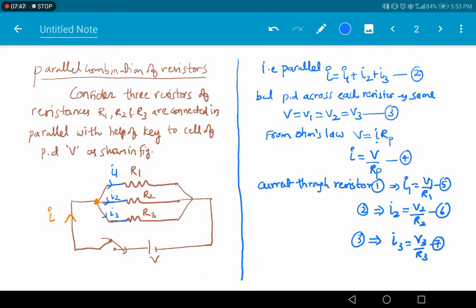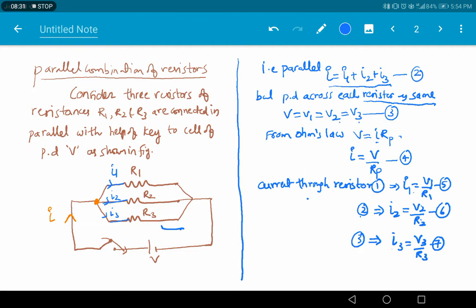Once again we will go through this. We are connecting three resistors of resistance R1, R2, R3 in parallel as shown in the figure. In parallel the current will be divided as I1 plus I2 plus I3. If a fourth resistor is there, we add I4. The potential difference across each resistor in parallel combination remains the same, that is V1, V2 and V3. From Ohm's law, V equals I Rp, therefore I equals V by Rp. The current through each resistor is I1 equals V1 by R1, I2 equals V2 by R2, I3 equals V3 by R3.